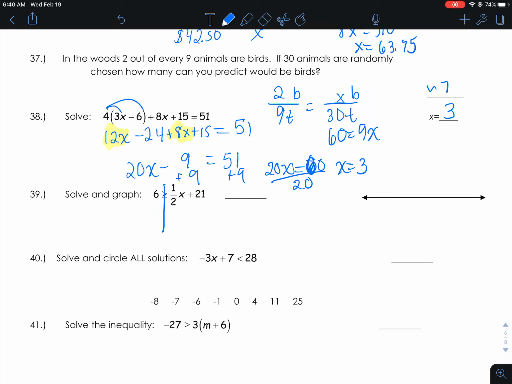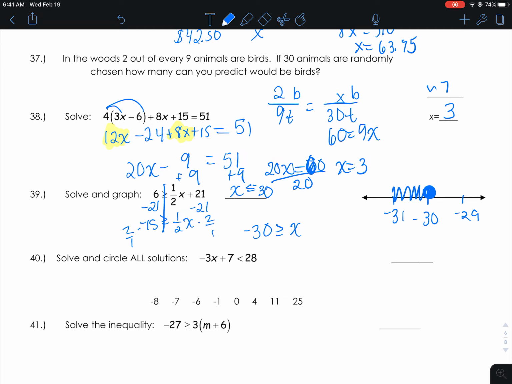Alright, 39. Just like an equation. So you're going to subtract 21 on both sides. And that is going to be negative 15 is greater than or equal to 1/2 x multiplied by 2 over 1. So that'd be negative 30. We're not multiplying by negative 2, so the inequality is going to stay the same. But you may want to rewrite it, which would change the sign from greater than or equal to, to less than or equal to negative 30. And then if you graph it on a number line, you could put a closed circle, shaded to the left.